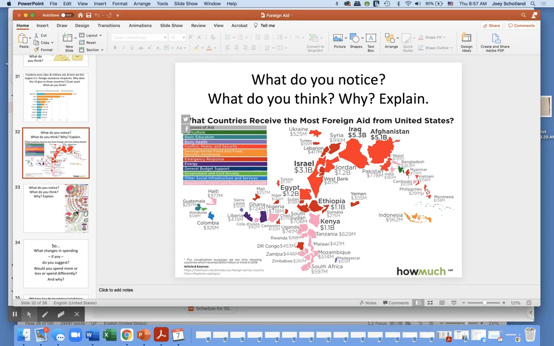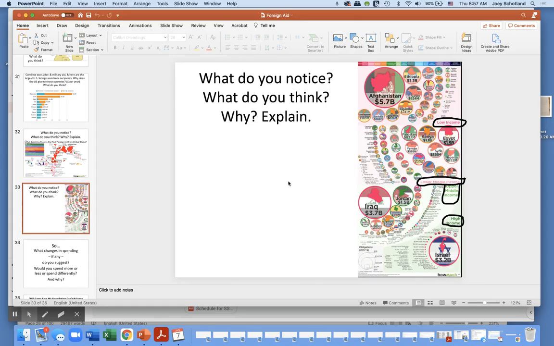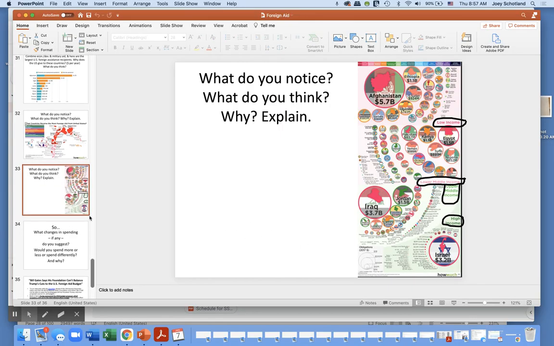This is a geographic look at it. This is an interesting look at it. I know it's a little hard to see, but this groups the recipients of U.S. foreign aid by income. So Afghanistan gets a lot of our money. They're really poor. Iraq gets a lot of our money. They're kind of middle income. And this is upper income countries. Israel gets a lot of our aid. They are upper income.